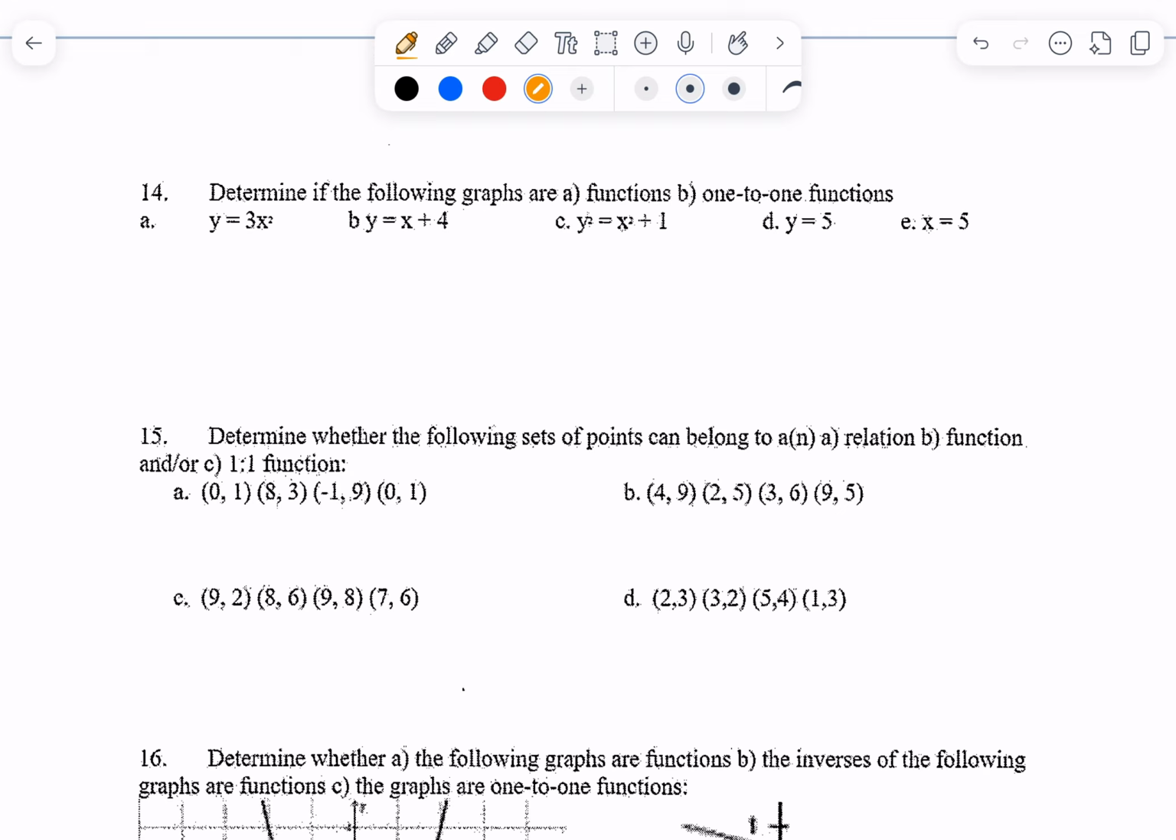Now, determine if the following graphs are a, functions, or b, one-to-one functions. So basically, here, yeah, I'm going to continue this in the next video because, again, I have to stay safe.